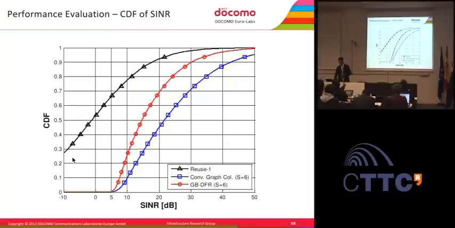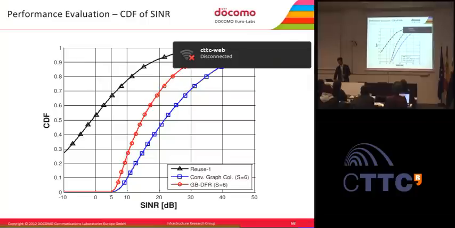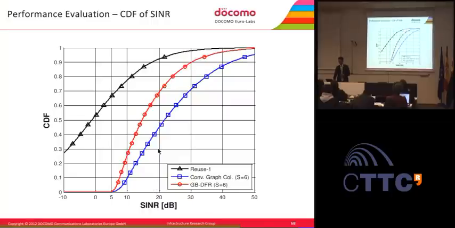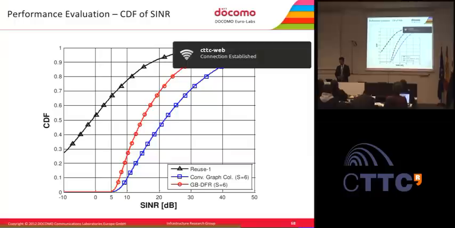So the black curve represents the SINR when you have reuse 1, which means everybody uses everything that's available. The blue curve represents the case when you have conventional graph coloring. So you apply graph coloring S min equals 6, so 6 times, given that we have 6 component carriers available. And the red curve represents our system, where we apply graph coloring with this cost function. And we see that when we look at the SINR, actually conventional graph coloring does better. So why not use it?